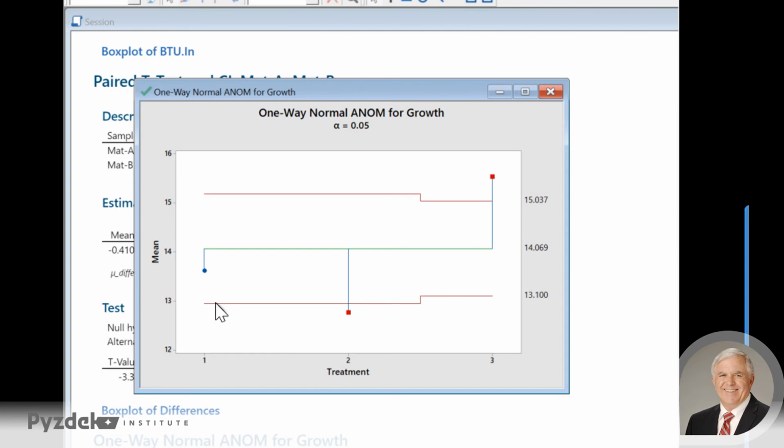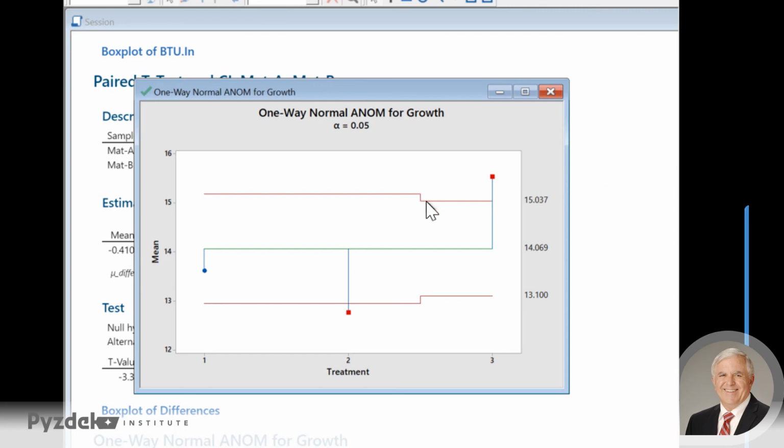So we have two lines, and they're called decision limits. And if the mean is within these decision limits, it's consistent with the overall mean. We see that treatment two falls below this, so it's different than the overall mean on the low side. Treatment three is different on the high side.